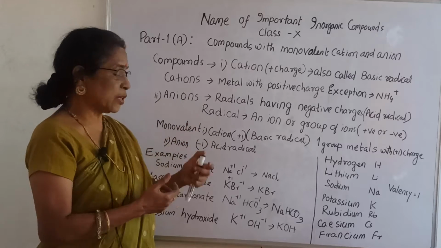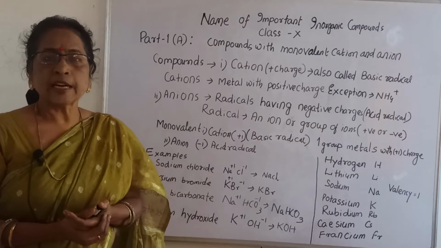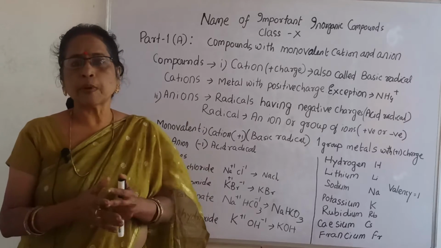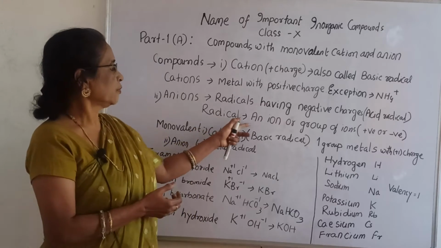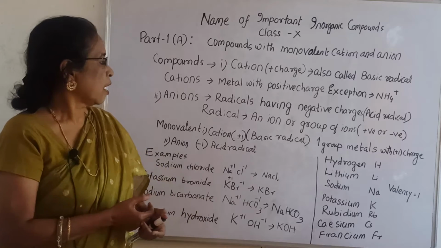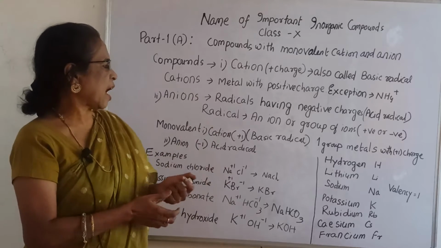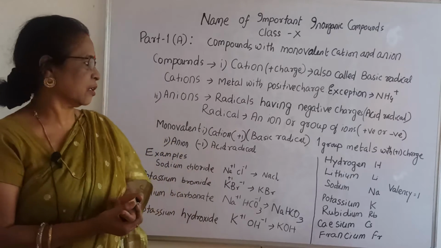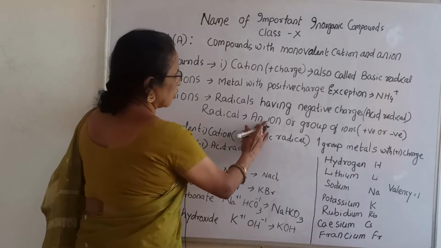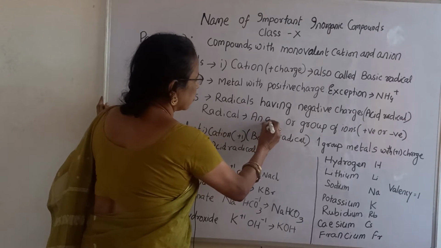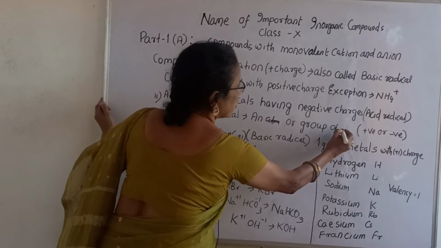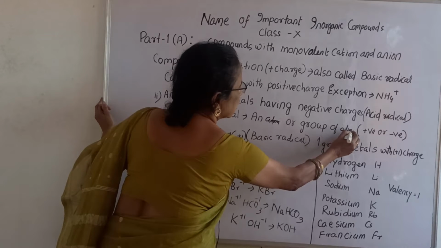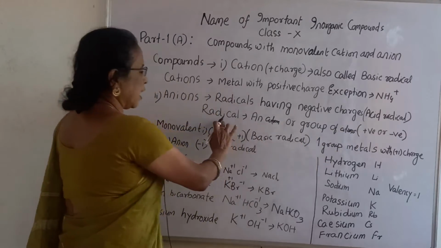But what is meant by radical? Radical means an atom or group of atoms having charge. An atom or group of atoms having positive or negative charge. That means what is a radical?